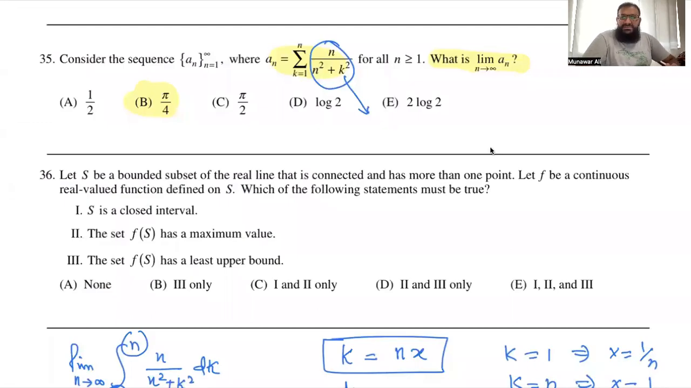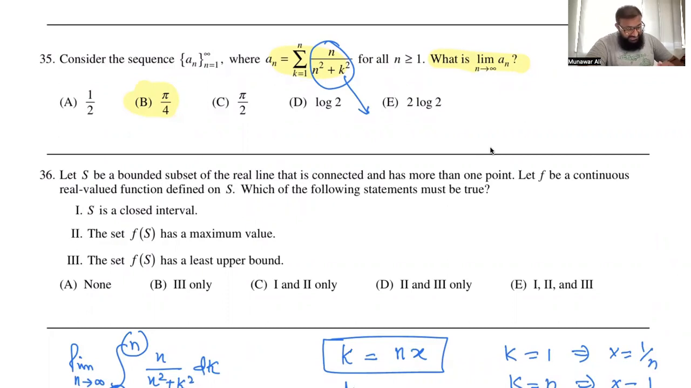Welcome back, guys. In this lecture, I'm going to start from question number 36 of the GRE subject test preparation practice book for mathematics. And I will go till question number 14.